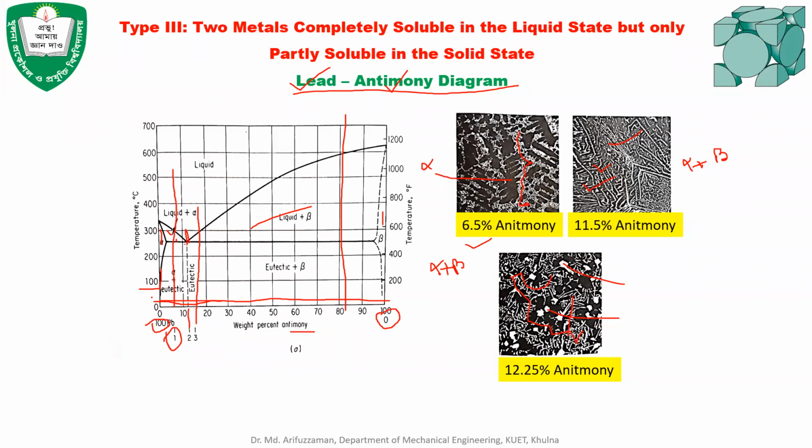So this solvus line indicates how much antimony can be present in the matrix of lead, and this solvus line represents how much lead can be present in the matrix of antimony. Okay. Yes, sir. All right. Any other question? Okay. Let's move forward.